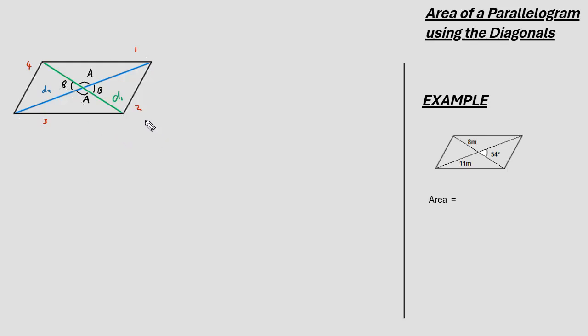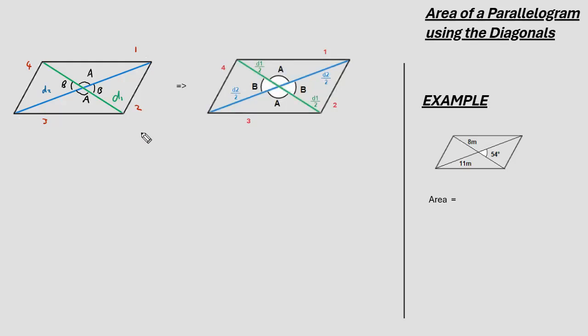Now we can bring up a slightly altered version of this parallelogram with diagonals labelled slightly differently. It turns out that the diagonals of a parallelogram cut each other in half. So at either side of the crossing point we can label the side lengths D1 over 2 and D2 over 2. So we now know the side lengths of each of the four triangles, and this is helpful if we refer to one of the formulas to work out the area of a triangle.